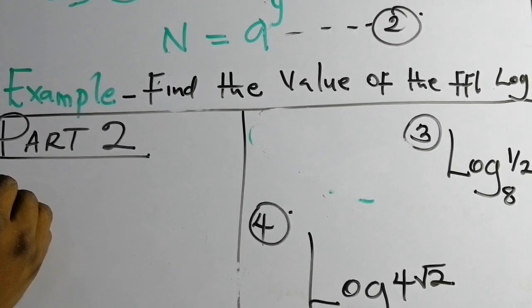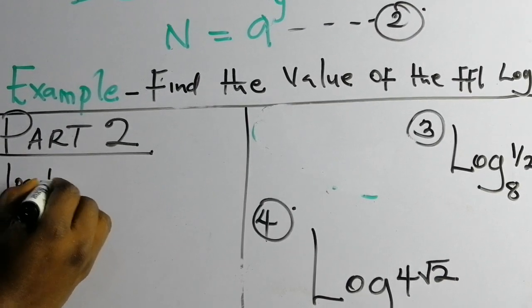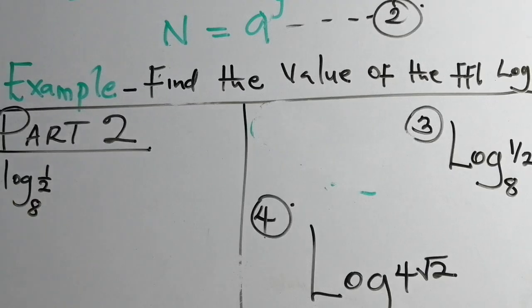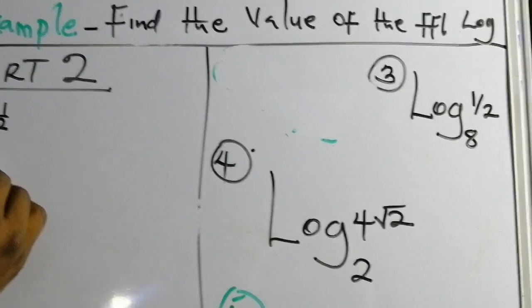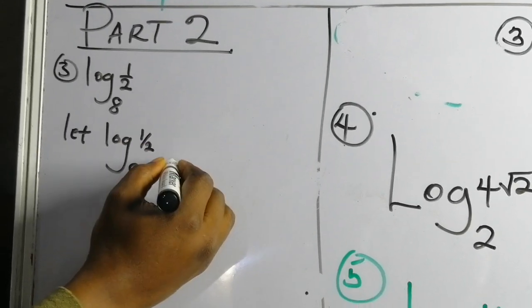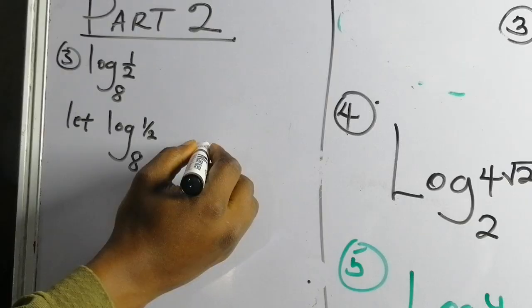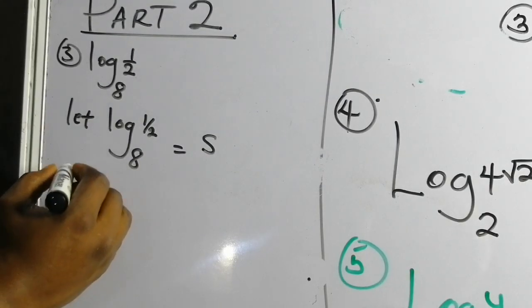For number three, which is log half base 8, find the value. What you just need to do is follow the normal process. Log half base 8 equals, let me just say, x.